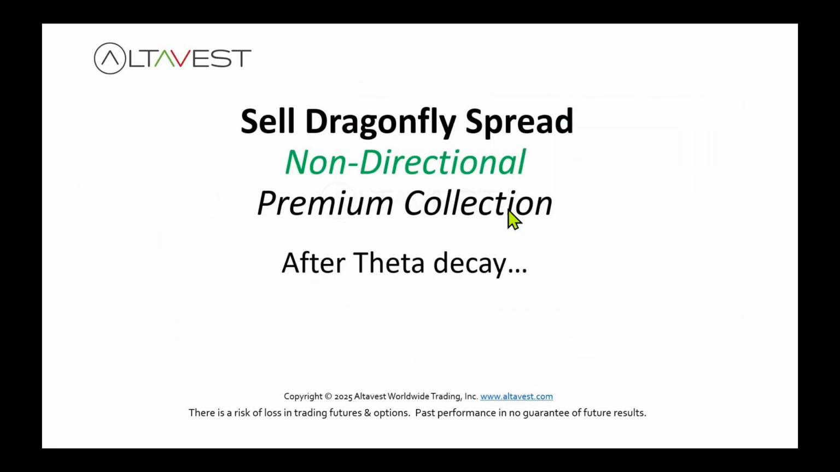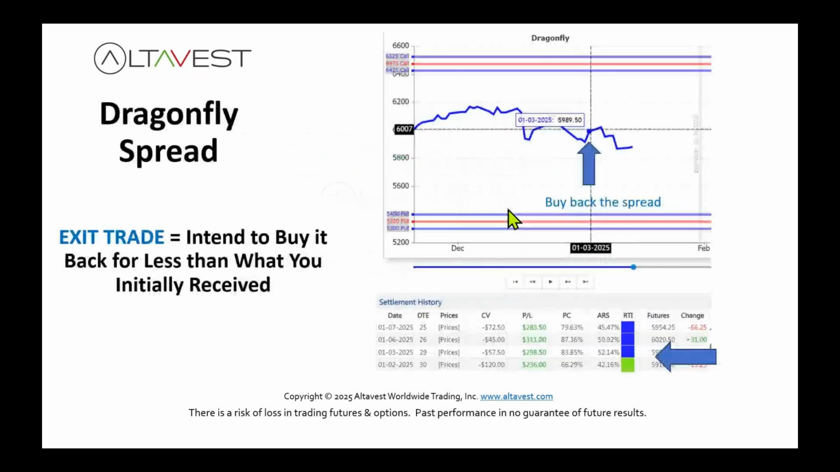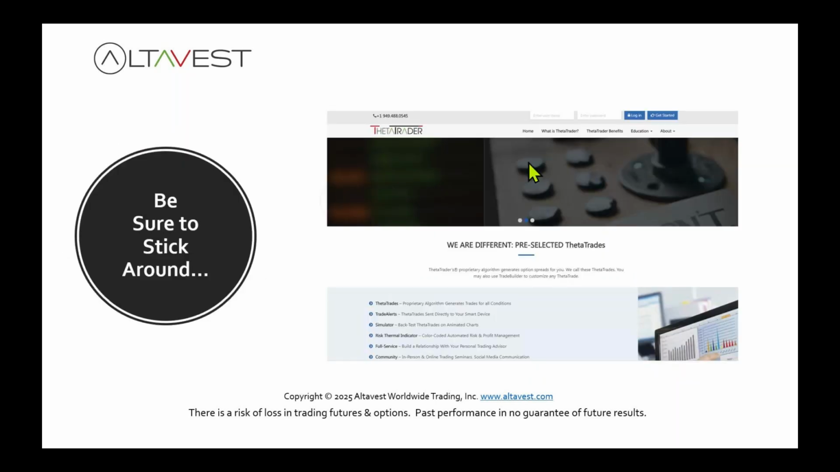So here's what happens after theta decay works its magic. Here's that same spread. You see the market kind of moved around, and then here at this point you get this profit taking signal right where that arrow is, and then you buy back the spread. So you sell it, collect the premium, and then you buy it back later and close out the position. You buy it back for less than what you received. So it's basically like going short an asset and then you buy it back for less money. That's the whole idea. So stick around.